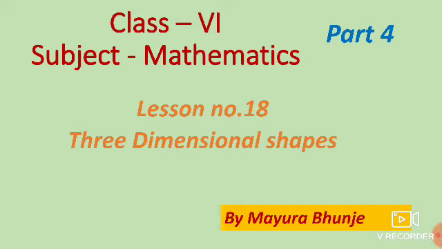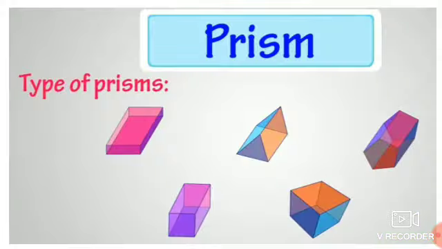Three-dimensional shapes, part 4. Today we will learn about the prism. These are some types of the prism: rectangular prism, triangular prism, pentagonal prism, square prism.